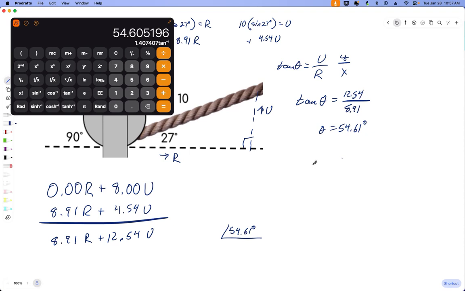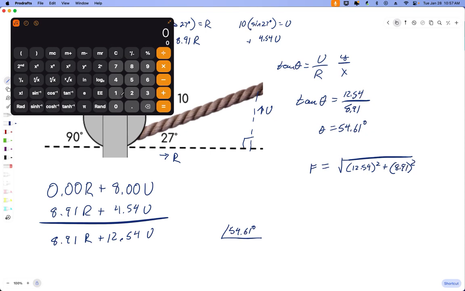Now we've got to find our hypotenuse. So that is going to be our force is equal to the square root of 12.54 squared plus 8.91 squared. It doesn't matter. You're going to put both of these sides in here. It doesn't matter which one is X and which one is Y because you're adding them together. Commutative property, it doesn't matter, right? So now we just do that.